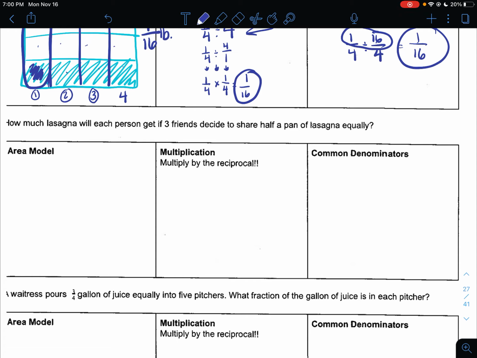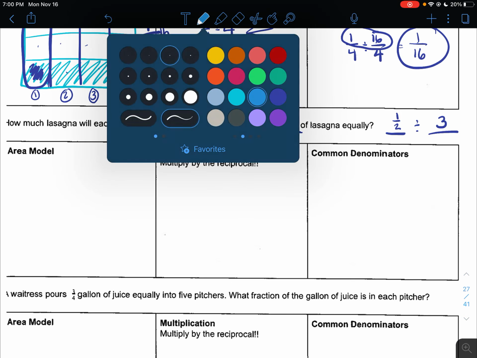So the next problem asks, how much lasagna will each person get if 3 friends decide to share half of a pan of lasagna equally? So what is the division problem here? Because I only see one number. So you have to think about this. What is being divided up? Because that's my first number. So once again, do not divide up people. It's not okay. So what is being divided up here? It's the lasagna. So we have half of a pan of lasagna. So that's actually my number. So I'm taking half of a pan of lasagna and I'm dividing it up amongst 3 friends. So it's really 1/2 divided by 3.